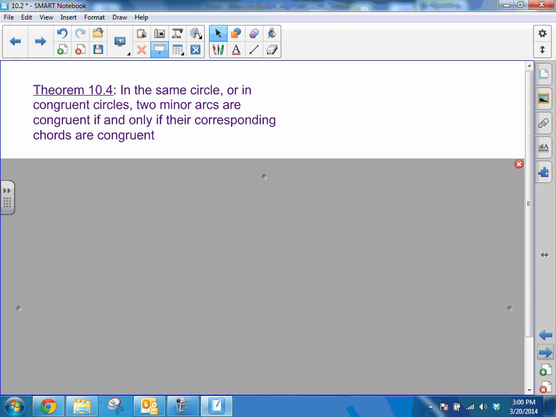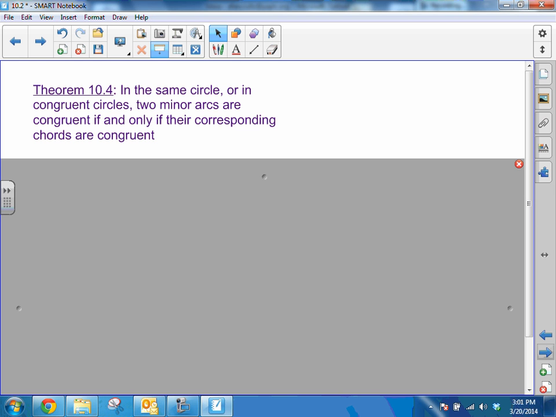Theorem 10.4. In the same circle, or in congruent circles, 2 minor arcs are congruent if and only if, we haven't seen that in a while, if and only if their corresponding chords are congruent. So what does that if and only if mean? Ethan? It's true forwards and backwards. Very good. So I could say, if 2 minor arcs are congruent, then their corresponding chords are congruent. Or I can say, if 2 chords are congruent, then their corresponding minor arcs are congruent. If and only if. Works both ways.